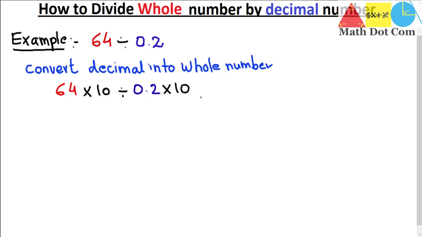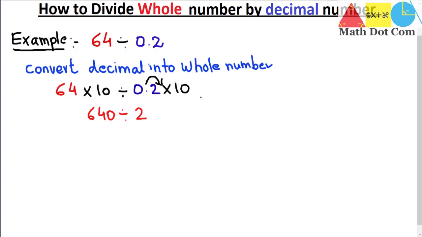By multiplying with 10, we can shift the decimal to the right by one digit. That means this decimal will be shifted here. So let's see what it will be now. We'll have 640 divided by 2, because this decimal is shifted to the next place. Now 2 is a whole number.